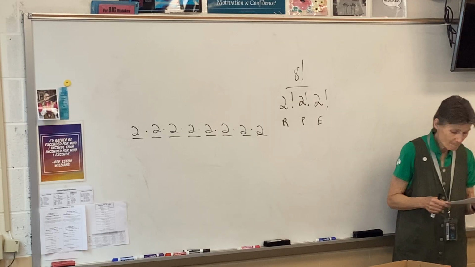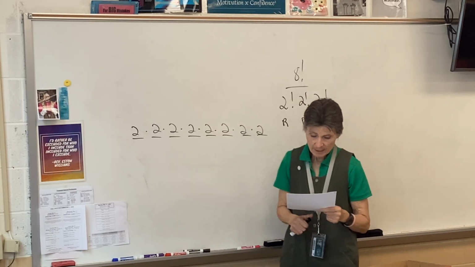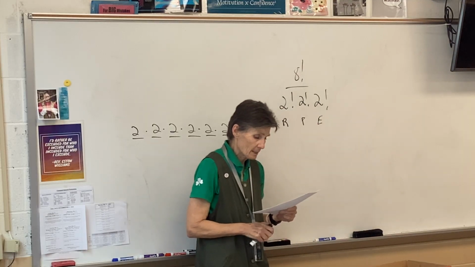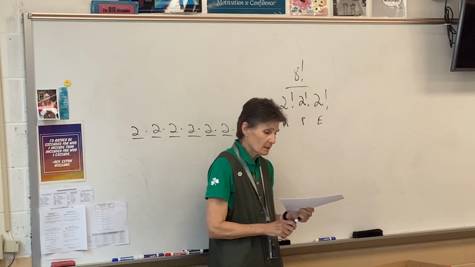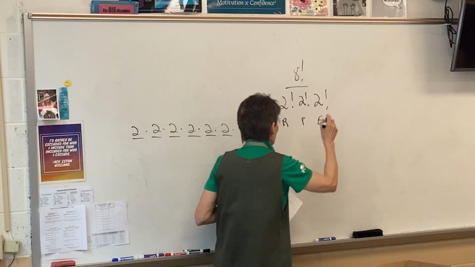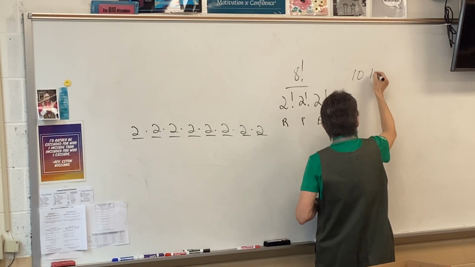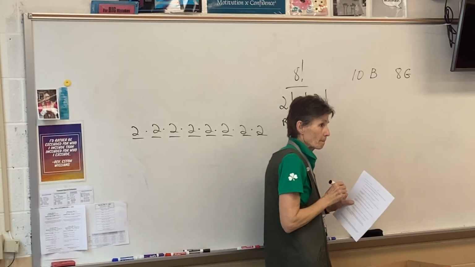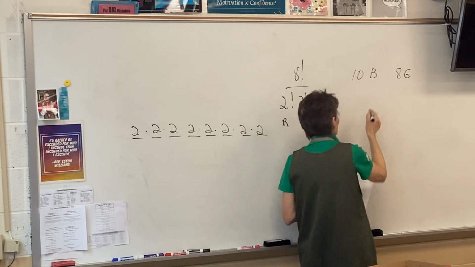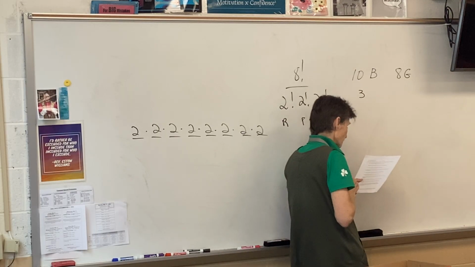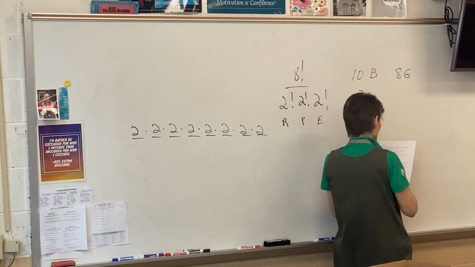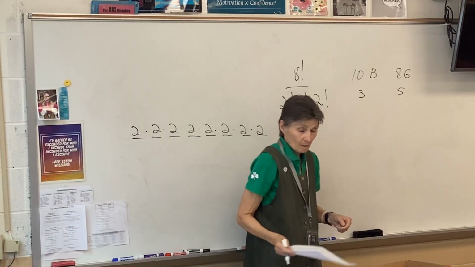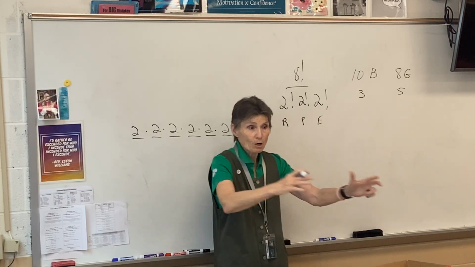How many committees consisting of 3 boys and 5 girls can be formed from a class of 10 boys and 8 girls? So I have 10 boys and 8 girls. From the boy group, I am choosing 3. From the girl group, I am choosing 5. Okay, my groups are separate.